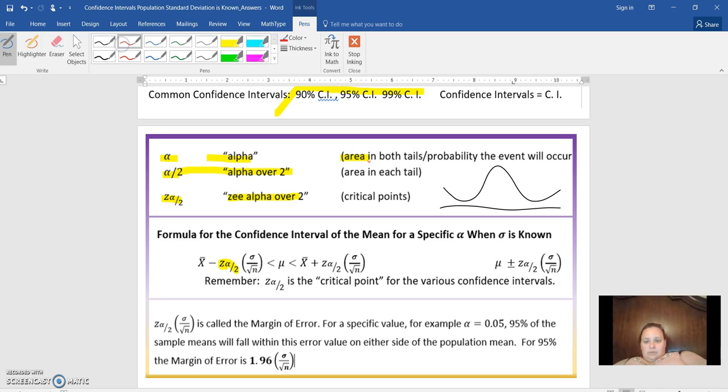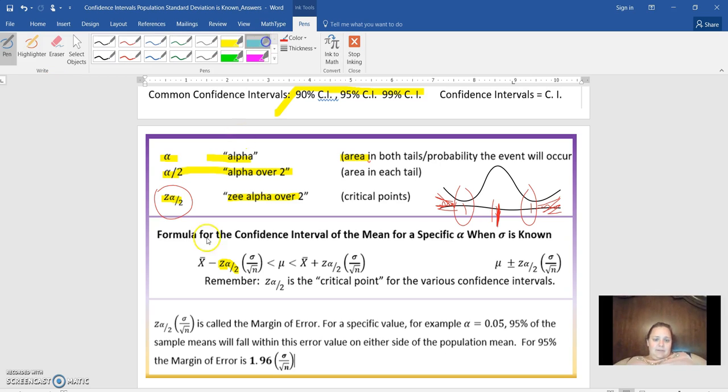there's our curve, and we have some z-scores right there. The mean is somewhere right there in the middle. This area right here and that area, both of those areas combined is called alpha, and then just one of those areas is called alpha over 2. The critical point, the z alpha over 2, is that guy. So basically, it's the z-score. It's the estimated z-score.